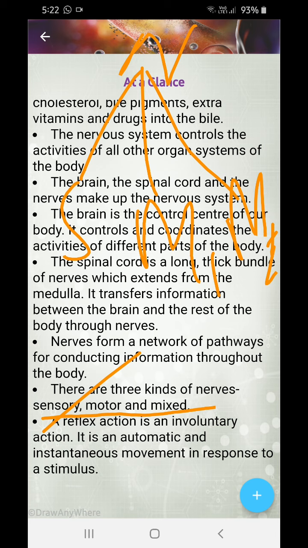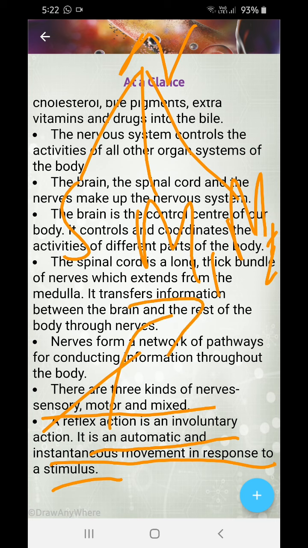Next one, what is a reflex action? Reflex action is the involuntary action, which is automatic and instantaneous movement in response to a stimulus. Suppose you touch a hot object, that's a stimulus, and you will immediately remove your hand within a fraction of a second. Why? Because of the reflex action.